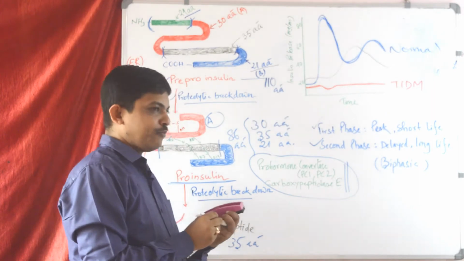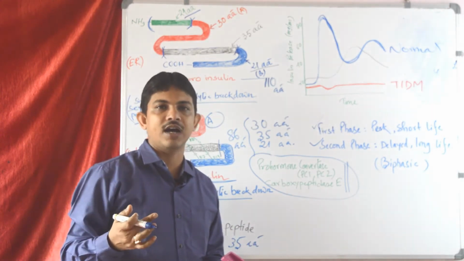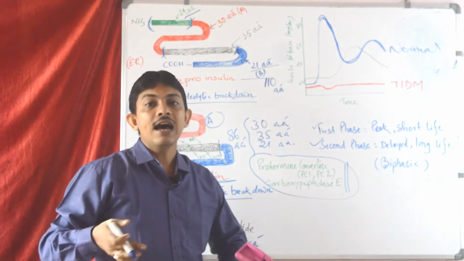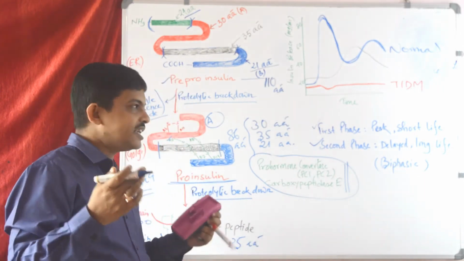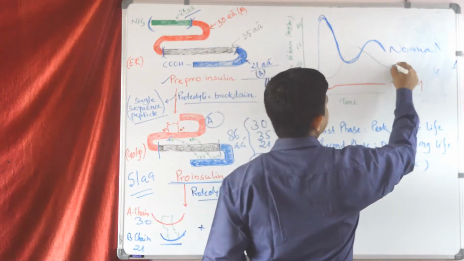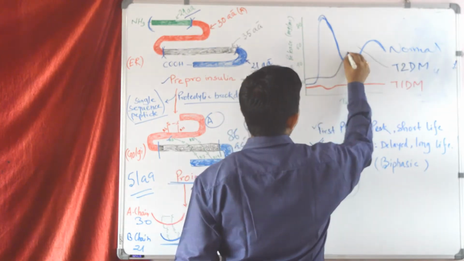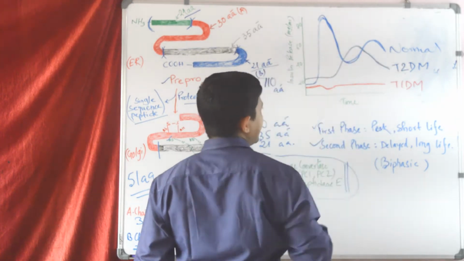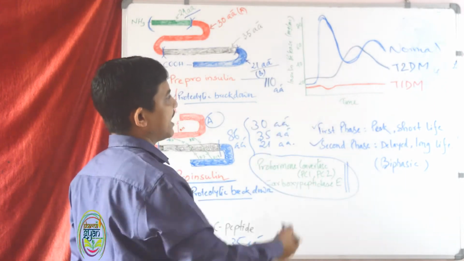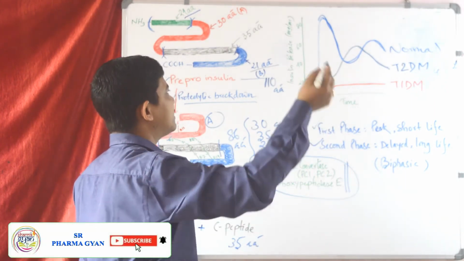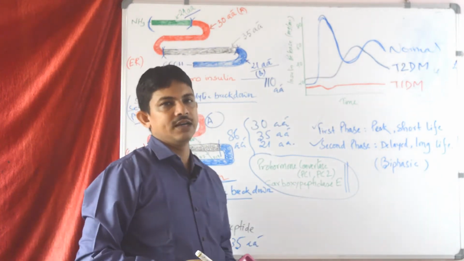In case of type 2 diabetes mellitus, it generally occurs due to insulin resistance or reduced insulin secretion. So in type 2 diabetes mellitus we can see this type of graph, where there is a diminished first phase but an early second phase we can observe. So this is the biphasic release of insulin.